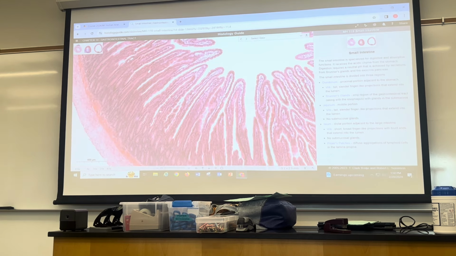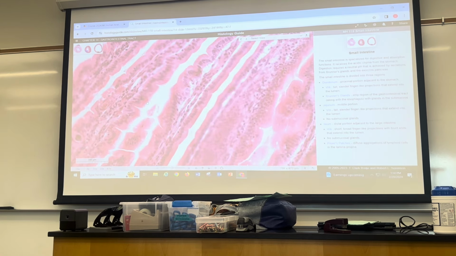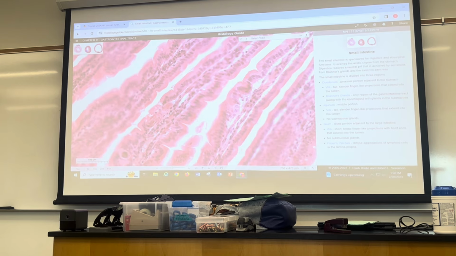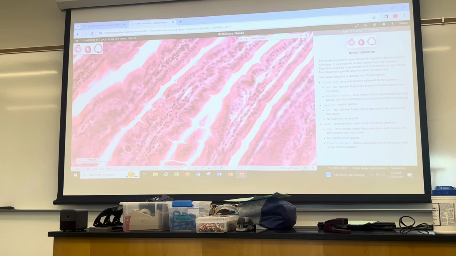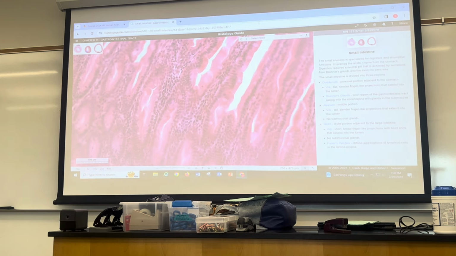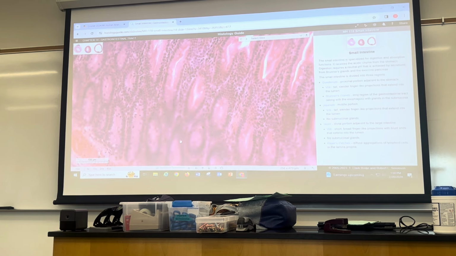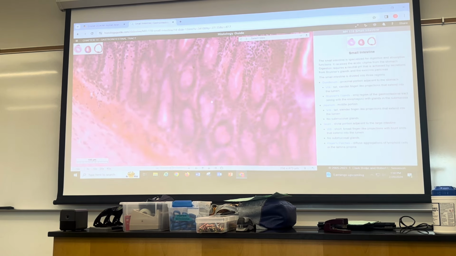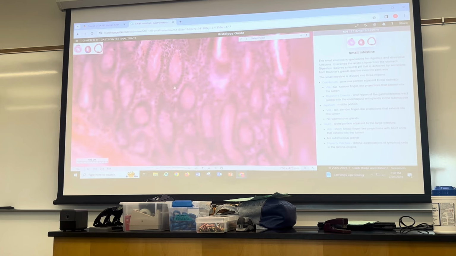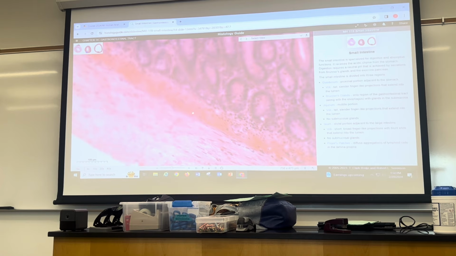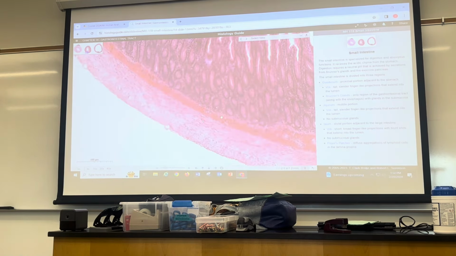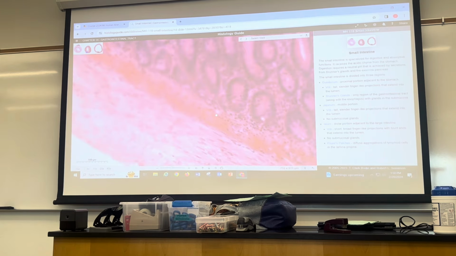Then in the villi, you've got a core of areolar CT, which is called the what layer? Lamina propria. And then the lamina propria also goes around these little invaginations called crypts. And then down here, we've got a little bit more of the lamina propria.